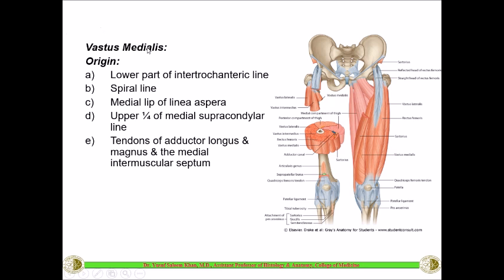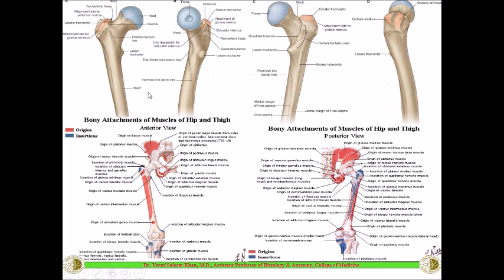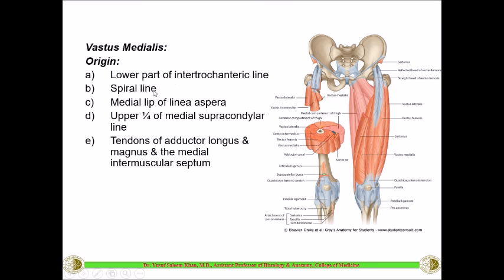Then it also takes origin from the spiral line. So this intertrochanteric line will continue behind as the spiral line. If you can see here, this is called the spiral line, or it is also called the pectineal line, because the pectineus muscle gets inserted to this point. So that is called the pectineal line, or the spiral line, because it is spirally placed. So this is the origin.